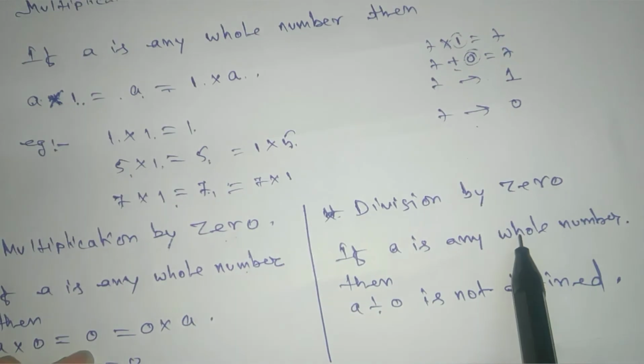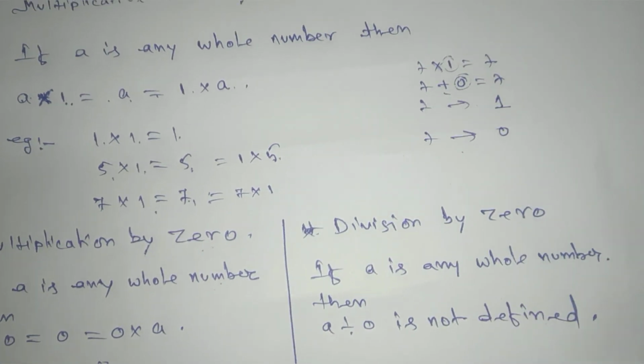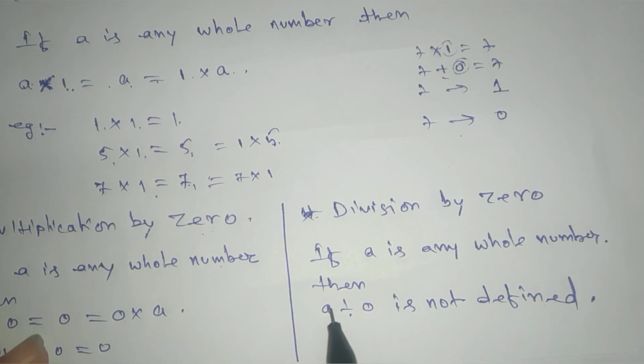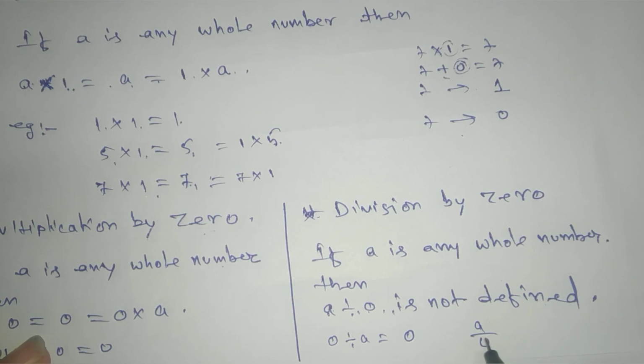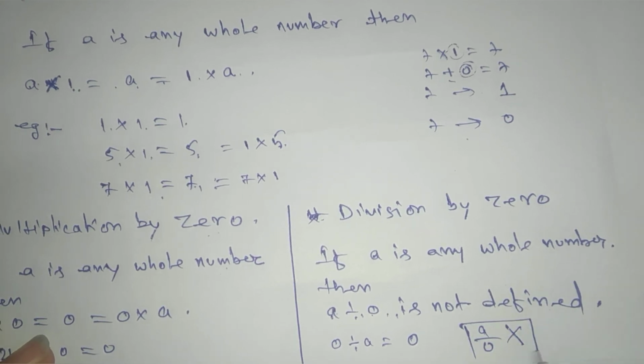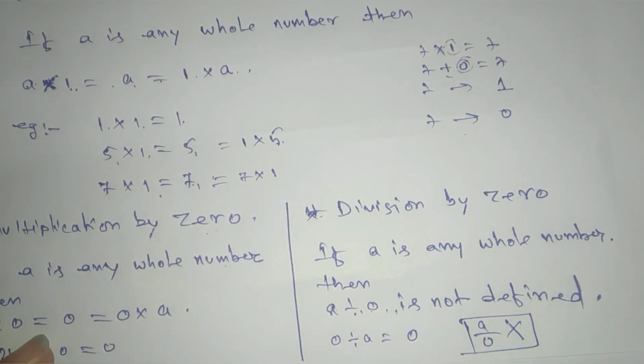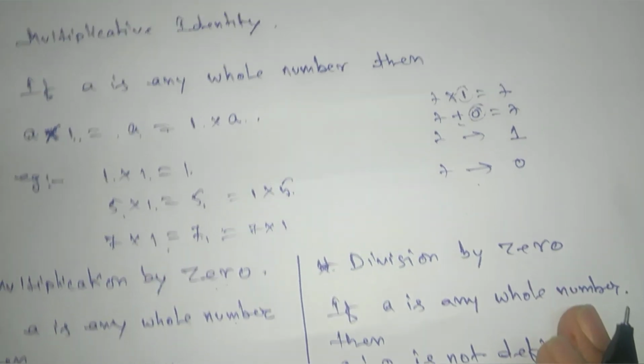Now division by 0. Division by 0 does not exist. I told you previously that 0 divided by a is fine, but a divided by 0 does not exist. Yes, if you take 0 divided by a, you will get 0. But if you take a divided by 0, that is a by 0, this is not possible. This type of number does not exist. We cannot perform this operation. So it does not exist. I hope it is clear to you. Thank you all of you.